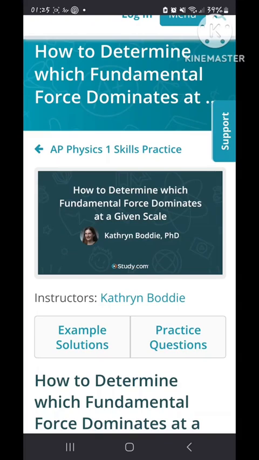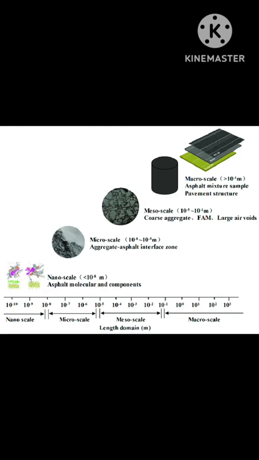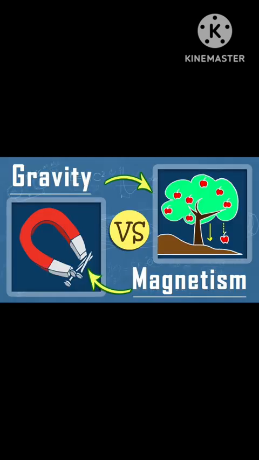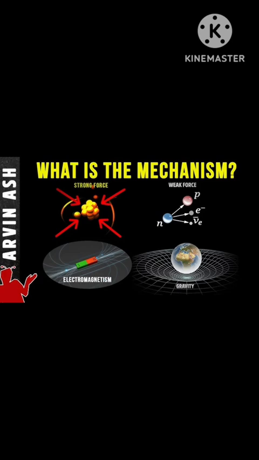How to determine which fundamental force dominates at a given scale. Step 1. Determine the distance between the objects in question. Is the scale a macro scale or a micro scale? Step 2. Determine which force, gravity or the electromagnetic force, dominates. Gravity dominates at a macro scale, but electromagnetic forces dominate at a micro scale.